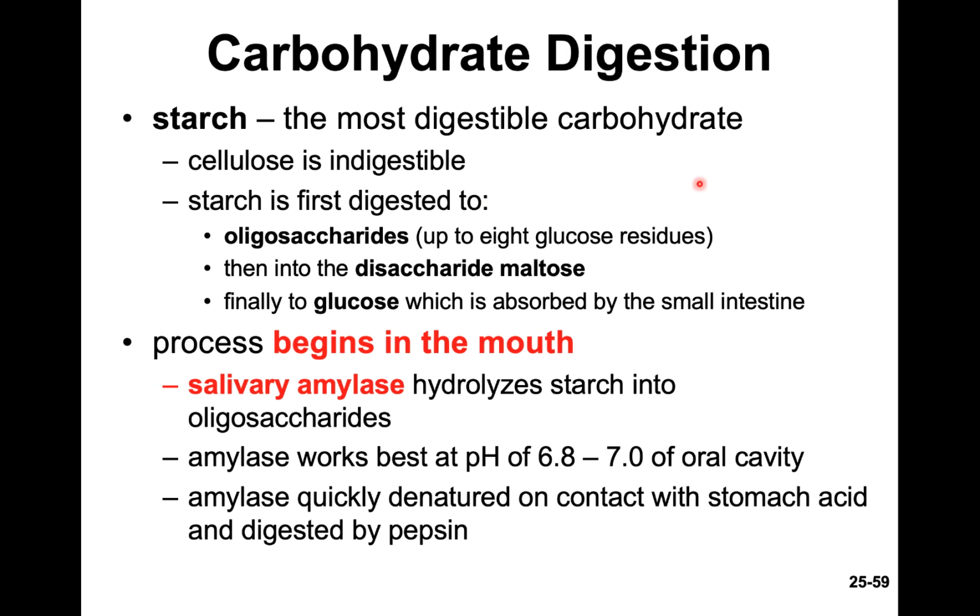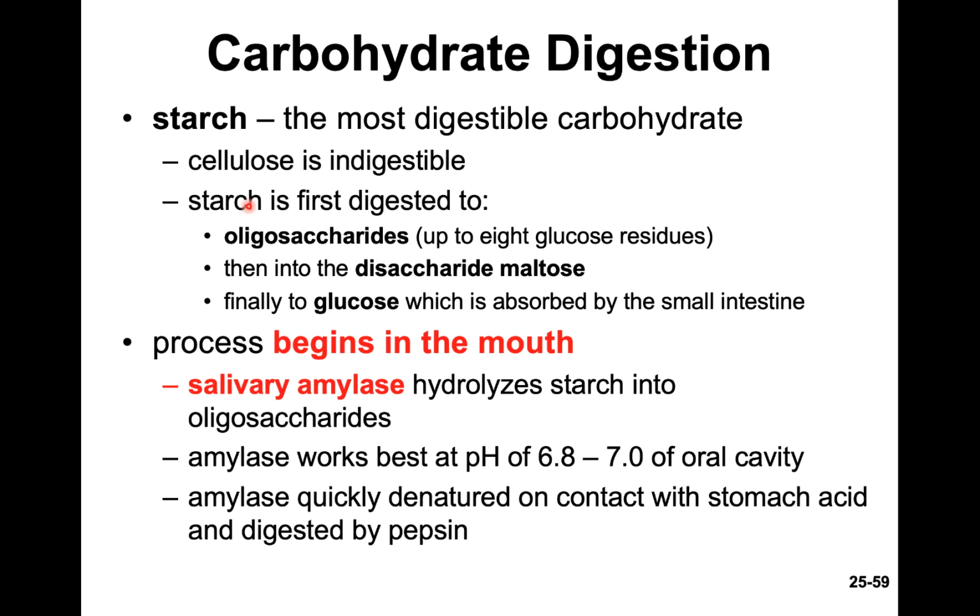Carbohydrates, as humans, we eat them in their most digestible form predominantly, and that's the form called starch. We as humans cannot break down a form of carbs called cellulose, so we don't digest this. We do digest starches though, and that's what this physio is going to be about.